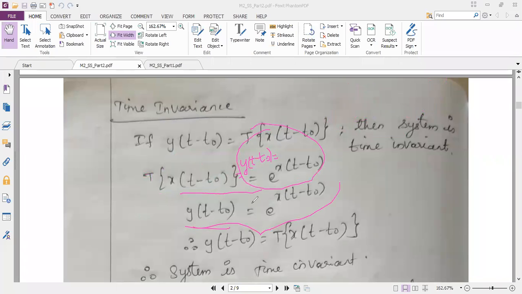What it says is, if the input is delayed by t naught, my output is also delayed. Both are matching. So my statement, what is written in the first line, says that y of t minus t naught is equal to h of x of t minus t naught. Therefore, my system is time invariant. Is it clear?